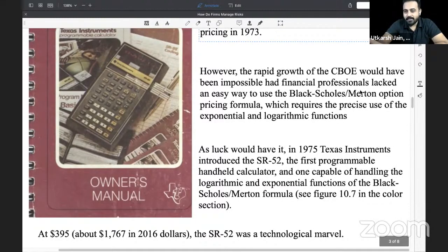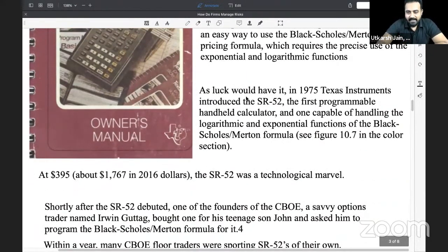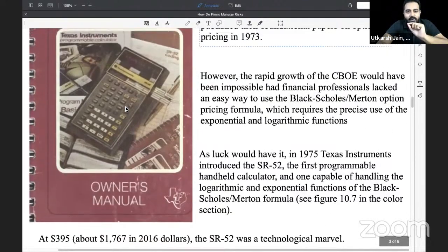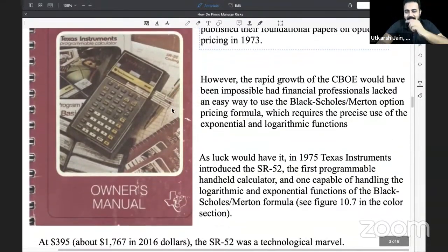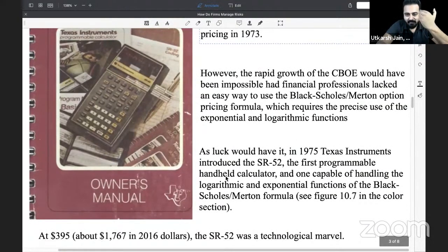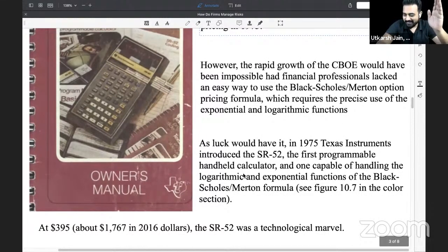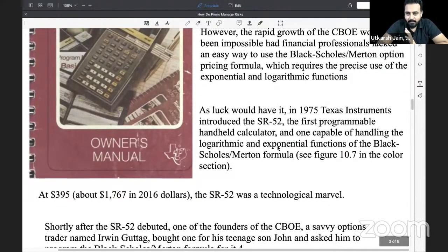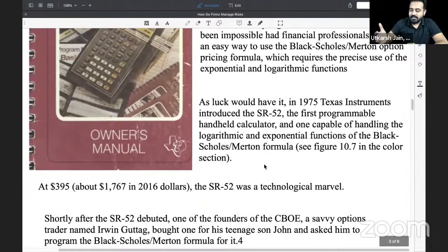And the thing with this formula is it requires you to use logarithms. We'll learn that in the class, not so difficult anymore, right? Now, as luck would have it, in 1975, around the same time when the formula was published, Texas Instruments published this calculator called SR52. And it was the first programmable handheld calculator. Remember, those are the days when we don't have computers. Correct? So, the first programmable handheld calculator, which was capable of handling logarithmic and exponential functions. Which means you could program it, and then go on the floor and your calculator will do the magic for you. Right? Super cool. In those days, finding the right price of an option was itself a big challenge.